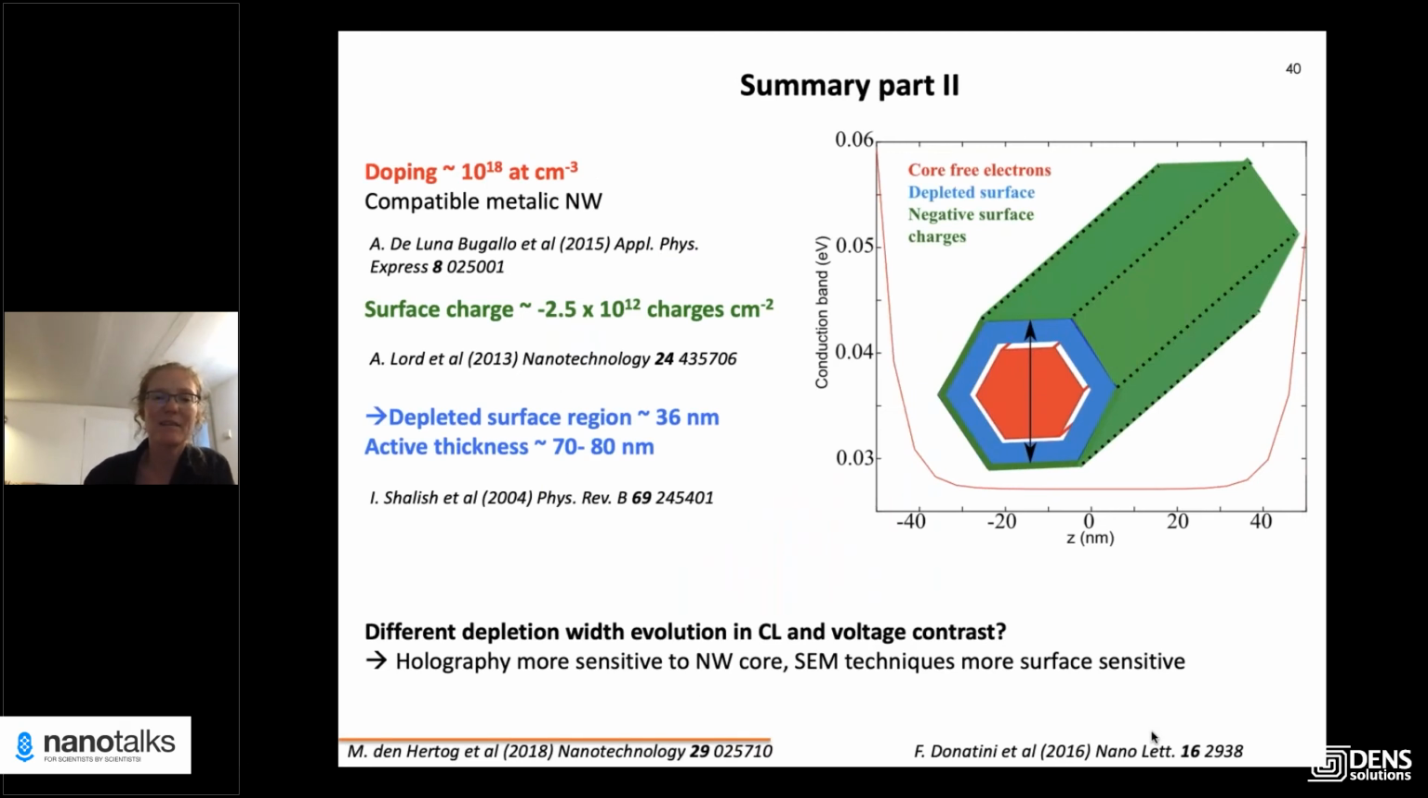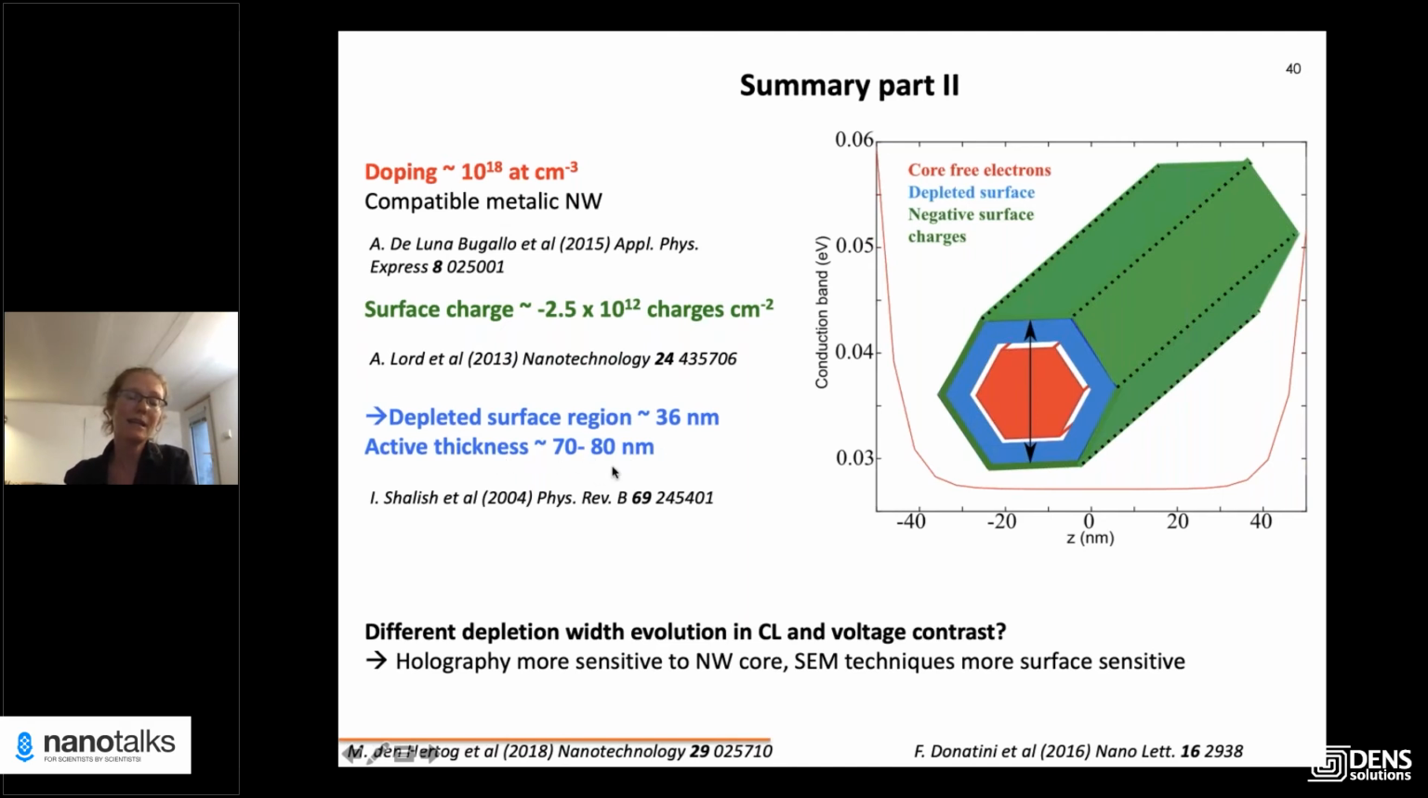So to summarize this third part, the doping of the nanowire is estimated in the order of 10^18 atoms per cubic centimeter, and this is compatible with the metallic nanowire like we had previously published. Surface charge in the order of -2.5 × 10^12 charges per square centimeter, compatible with this publication in Nanotechnology. And on this wire, it gives us a depleted surface region of around 36 nanometers and an active thickness of around 70 to 80 nanometers.